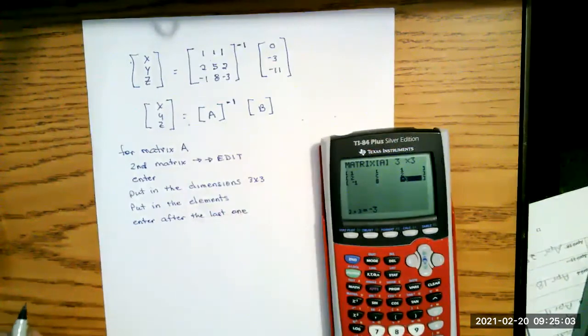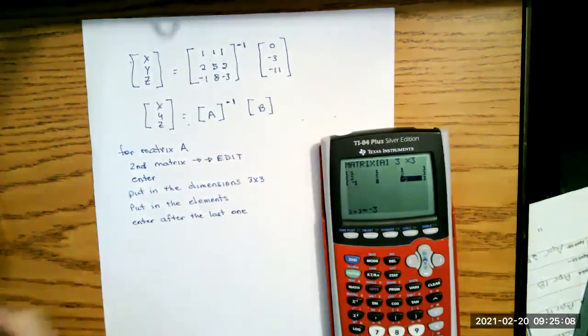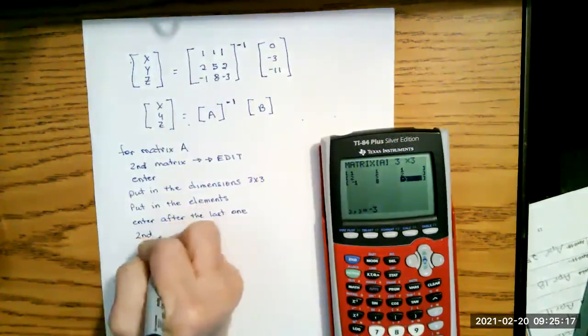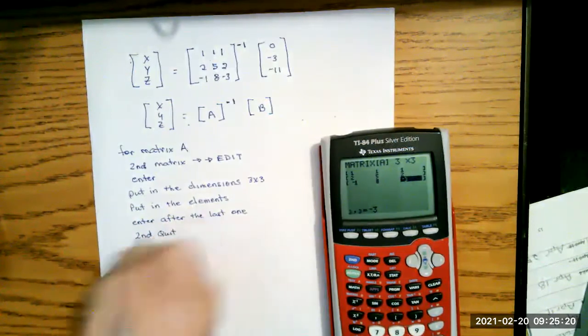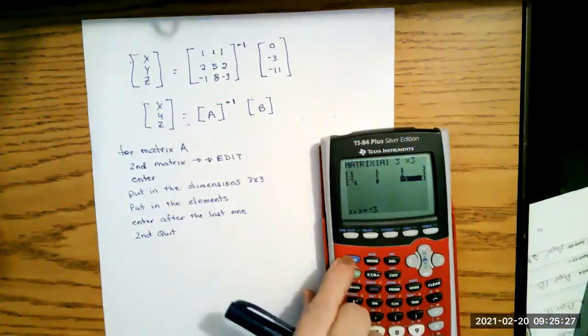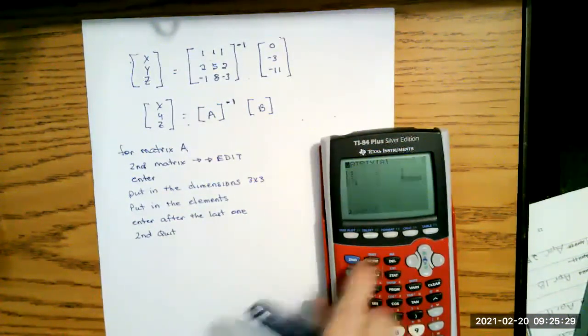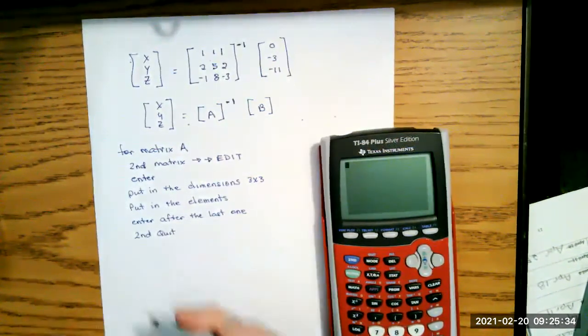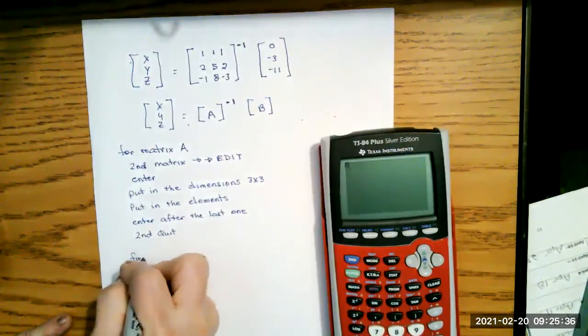All right, now you should have all of your elements in there the way they are in your matrix. That's matrix A up here. So you're ready to quit. To do that, you hit the second button and the quit key, which is right next to the second button. It's the information above mode. So I would do second and the quit key, and it gives me a blank screen. So now I'm ready to put in matrix B.